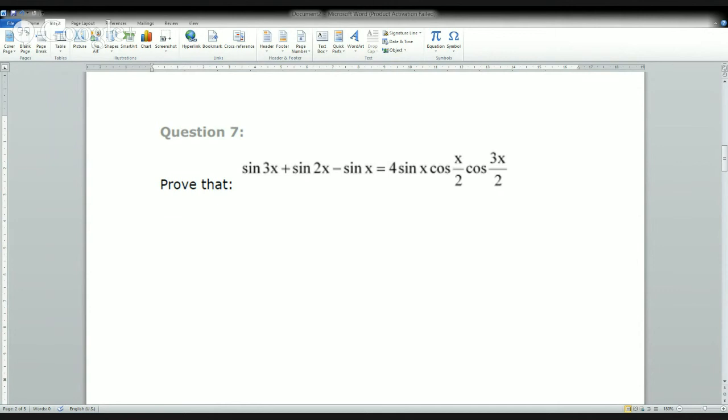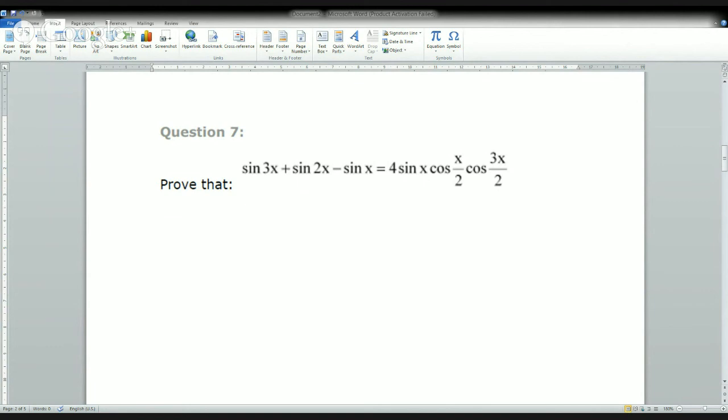So this becomes 2 cos of 3x by 2, 3x by 2 plus x by 2 is 4x by 2, which is 2x, so it becomes 2 sin x, 3x by 2 minus x by 2, it becomes x, so it is cos of x by 2. So 2 into 2, 4 sin x cos of x by 2 cos of 3x by 2, which is nothing but this.